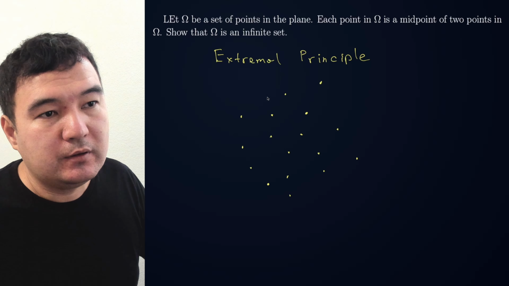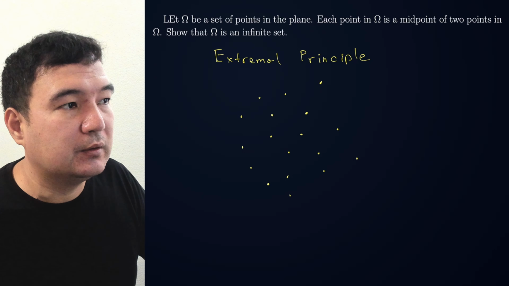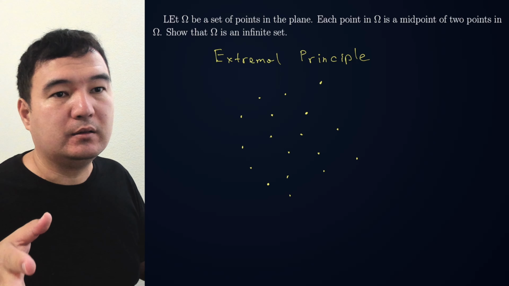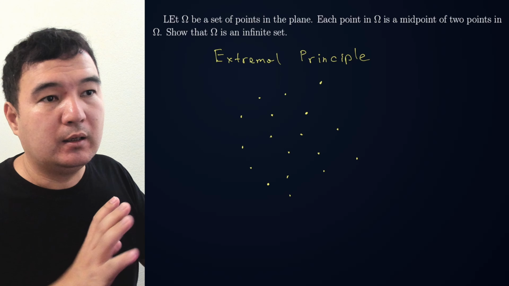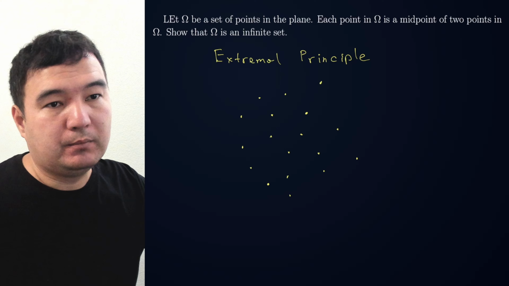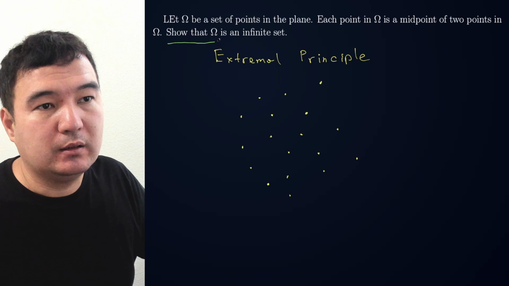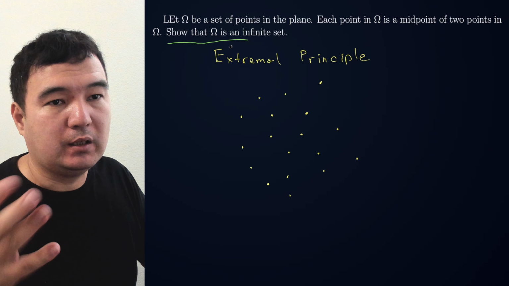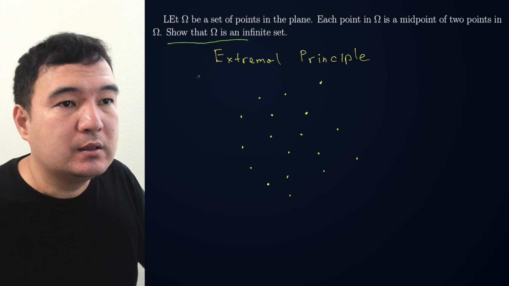At first, it seems obvious if you try to draw a set where every point is a midpoint of 2 other points and there is a finite number of points in the set. At first we know that it's an infinite set, so we have the statement. How do we prove it?